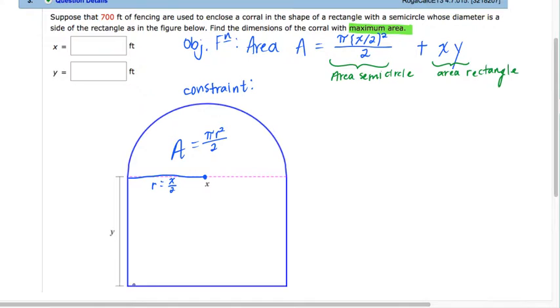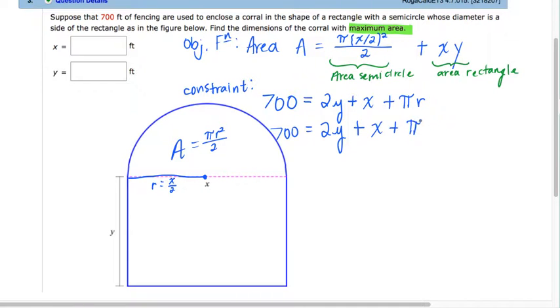So here, we've got y plus x plus y plus half the circumference of a circle equals 700. So that's 2y plus x. Those are the sides of the rectangle. This is not a fence right here, but this is. So semicircle, circumference of a circle is 2 pi r. So half of that would be pi r. But I don't want to use r. I want to stick with x and y. So r is equal to x over 2.